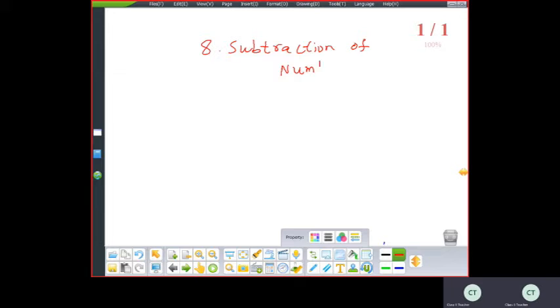Dear students, all of you open math textbook, page number 74. Question number 2. Do the subtraction.